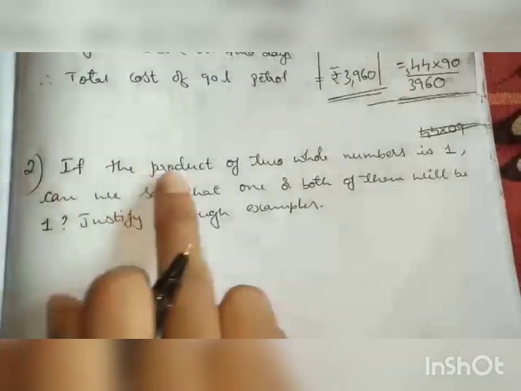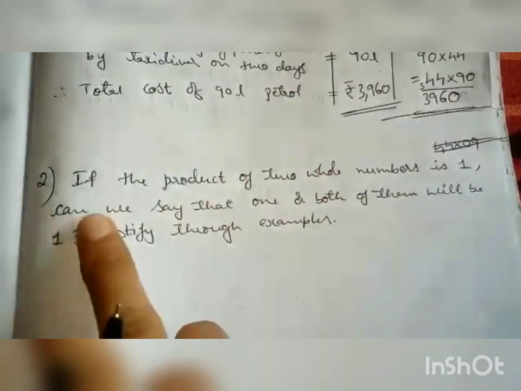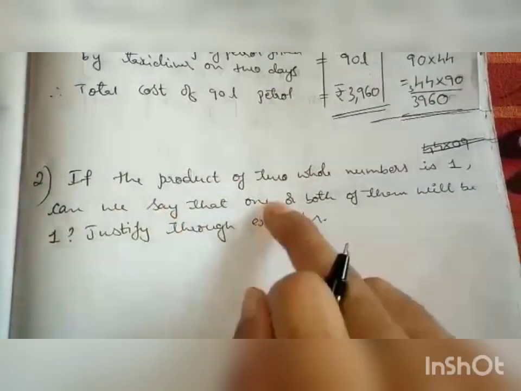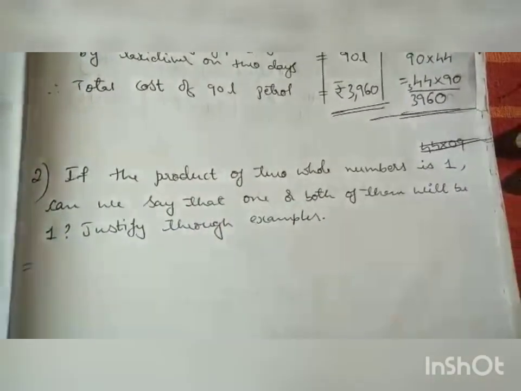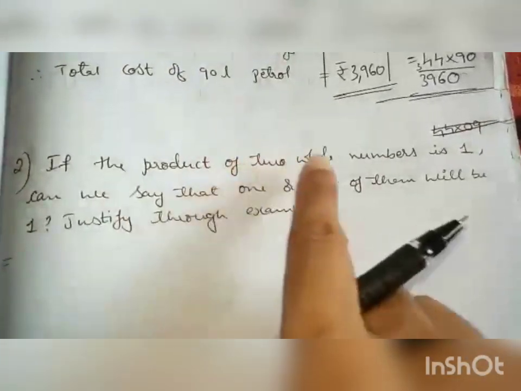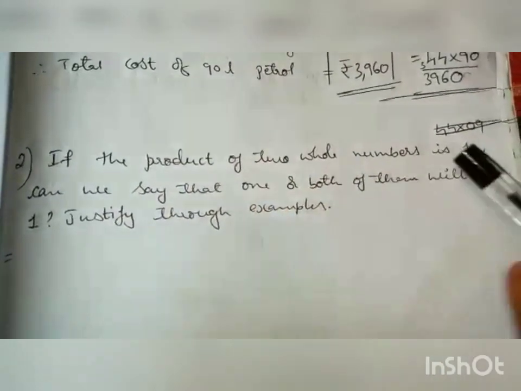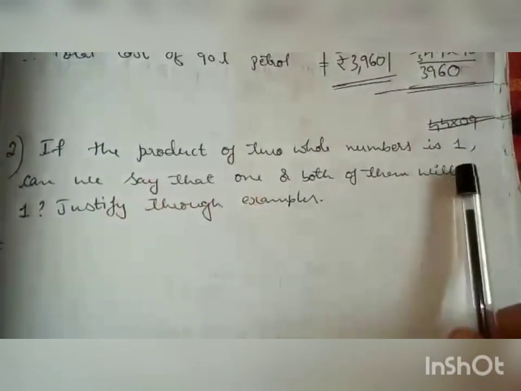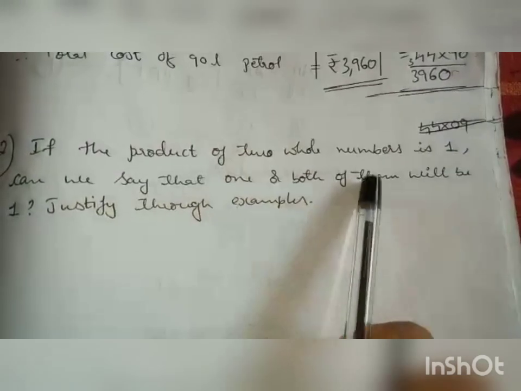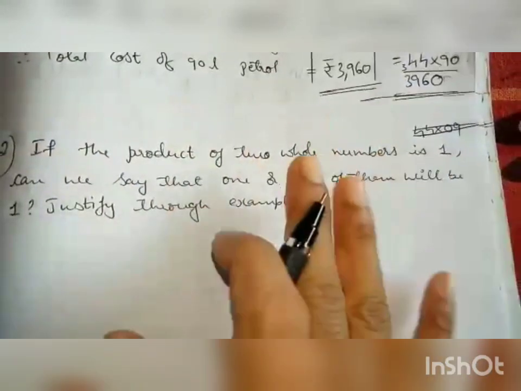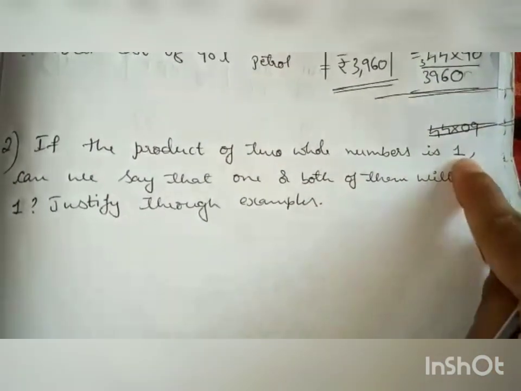Next question. If the product of two whole numbers is 1, can we say that one or both of them will be 1? Justify through example. What the question says is, the product of two whole numbers. If you multiply two whole numbers, the answer is 1. They have not said which whole numbers, so you should get the answer as 1.